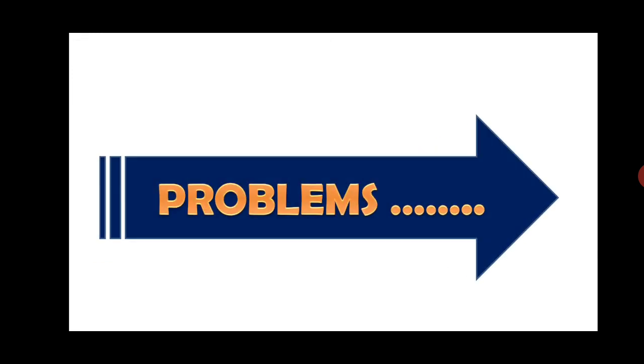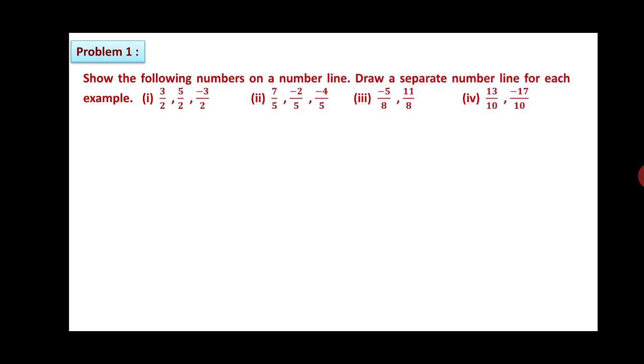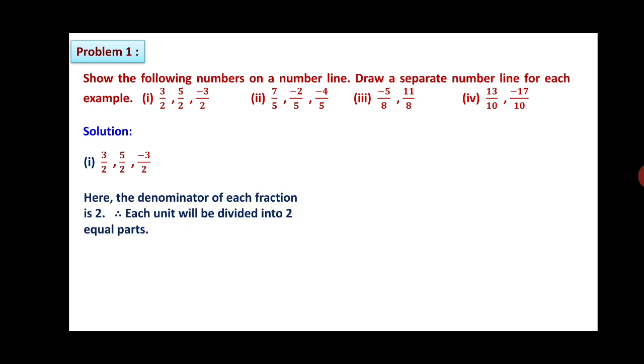Now let us see some problems that are based on these concepts. 1. Show the following numbers on a number line. Draw a separate number line for each example. Let us see the first one: 3 by 2, 5 by 2 and minus 3 by 2. Friends, here the denominator of each fraction is 2. Therefore, the unit will be divided into 2 equal parts since the denominator is 2.